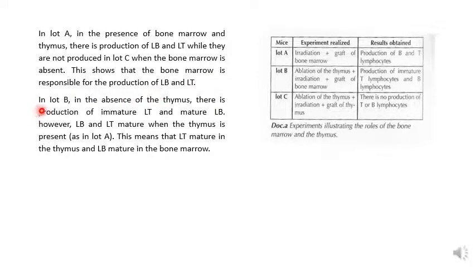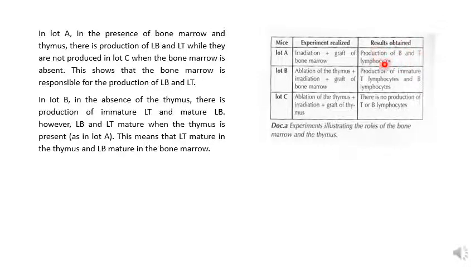Now, in lot B, in the absence of the thymus, there is production of immature LT and mature LB. It means that B lymphocytes are mature here. However, LB and LT mature when the thymus is present, as in lot A. Whenever the term mature is not mentioned, this means that B and T are mature.